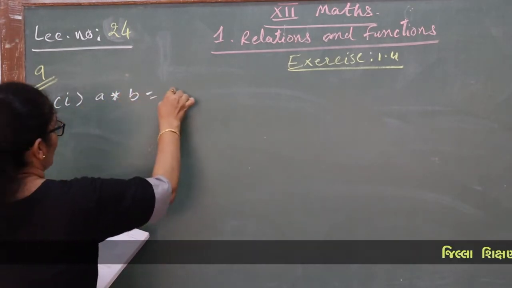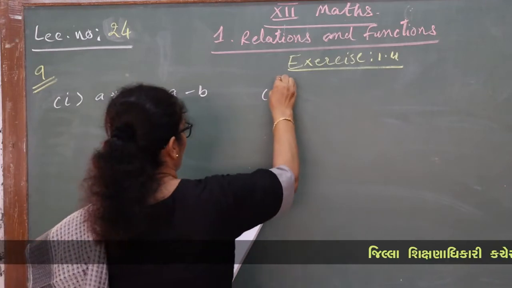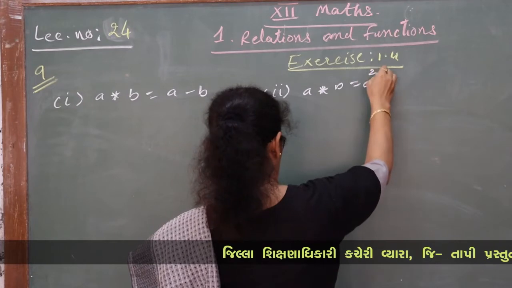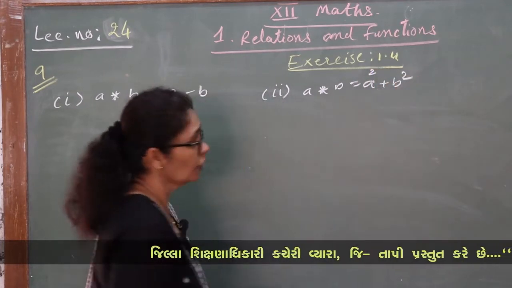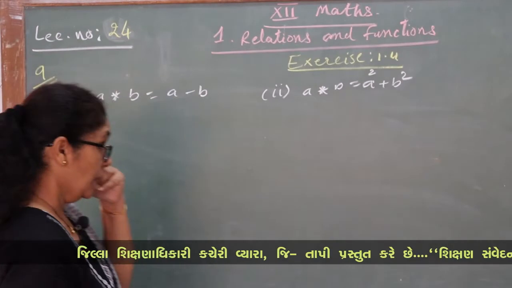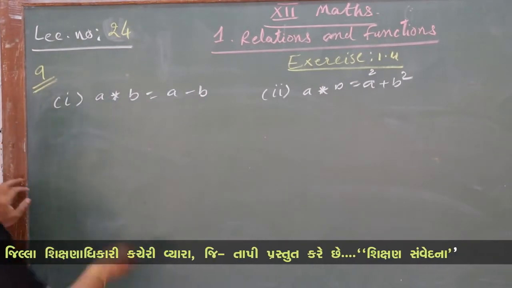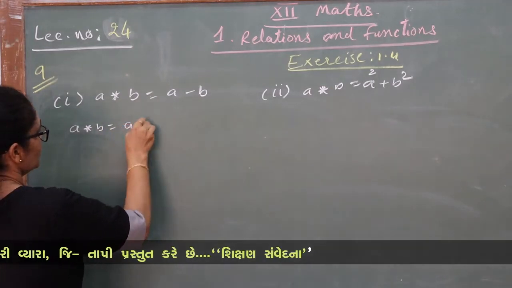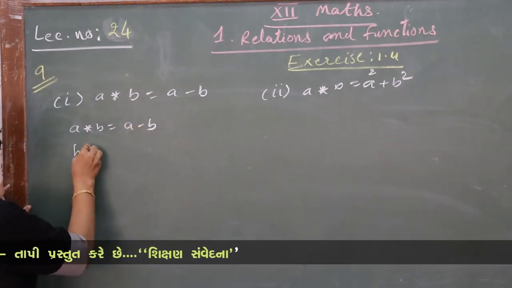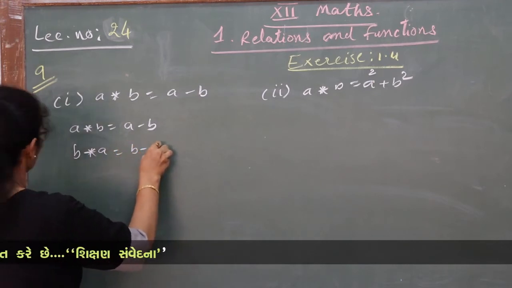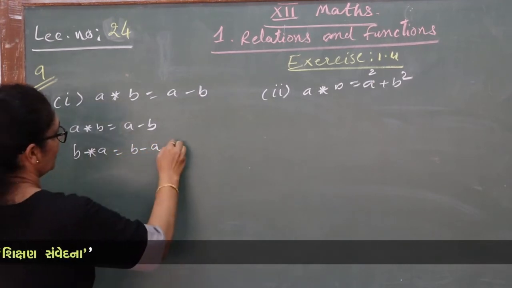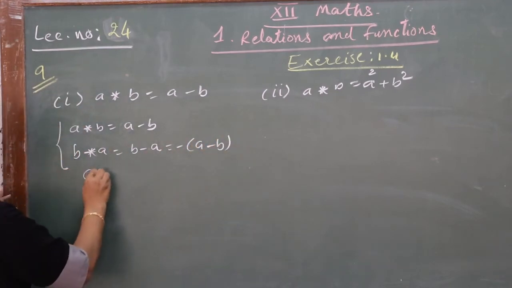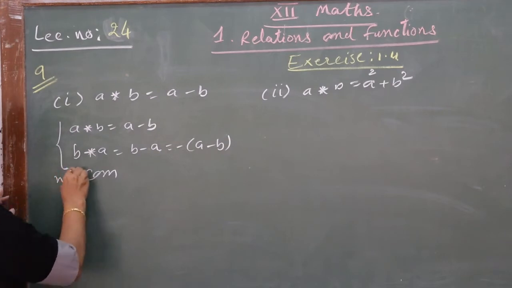A asterisk b equal to a minus b. Second question is a asterisk b equal to a square plus b square. So we will discuss these two questions first. First we have to check commutative. If I take a asterisk b equal to a minus b, and if I take b asterisk a, then b minus a. If I want to arrange it in a minus b form, the minus sign goes outside. So from this you can say it is not commutative.